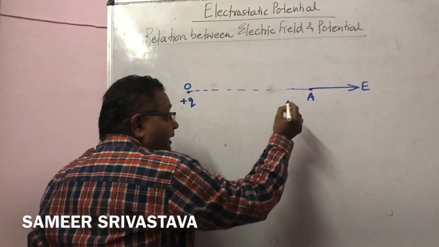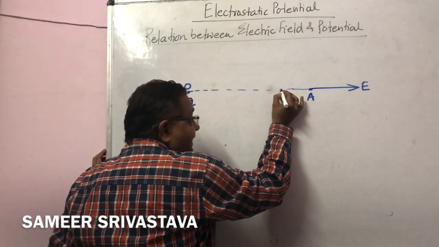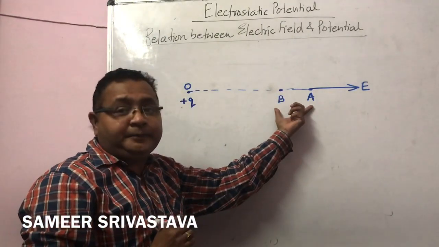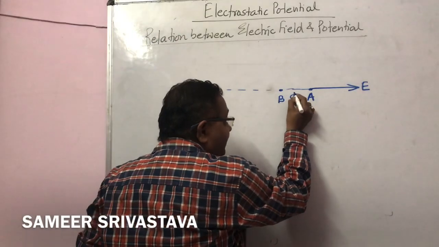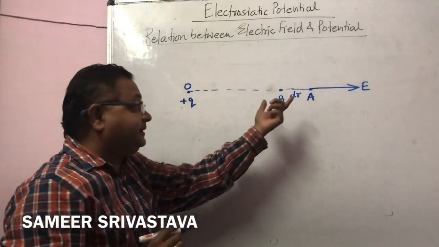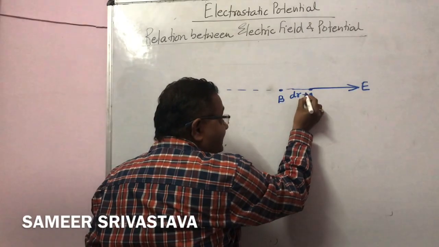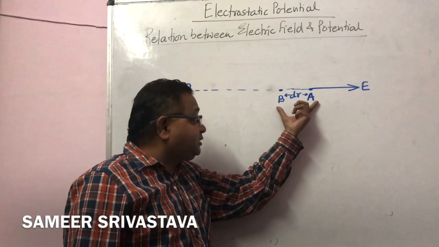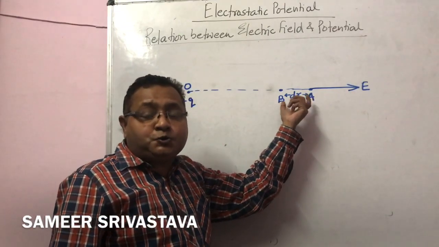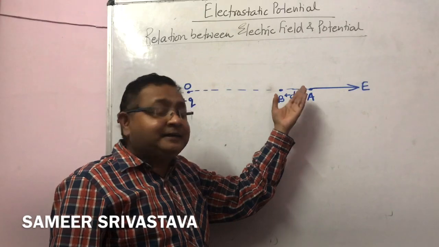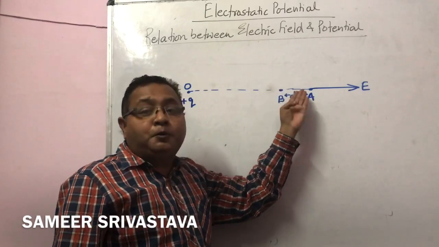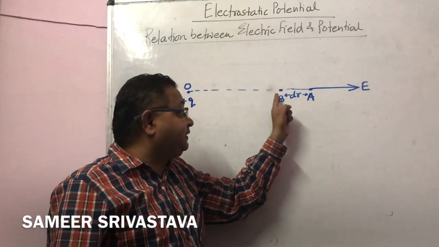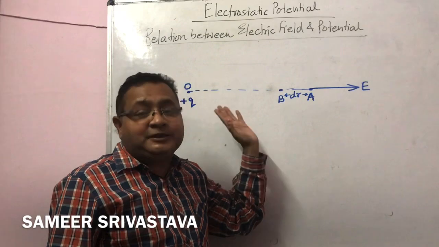Now I am considering two points A and B, separated by a very small distance dr. So these two points are very close to each other, and we assume that the electric field is almost constant at each point.